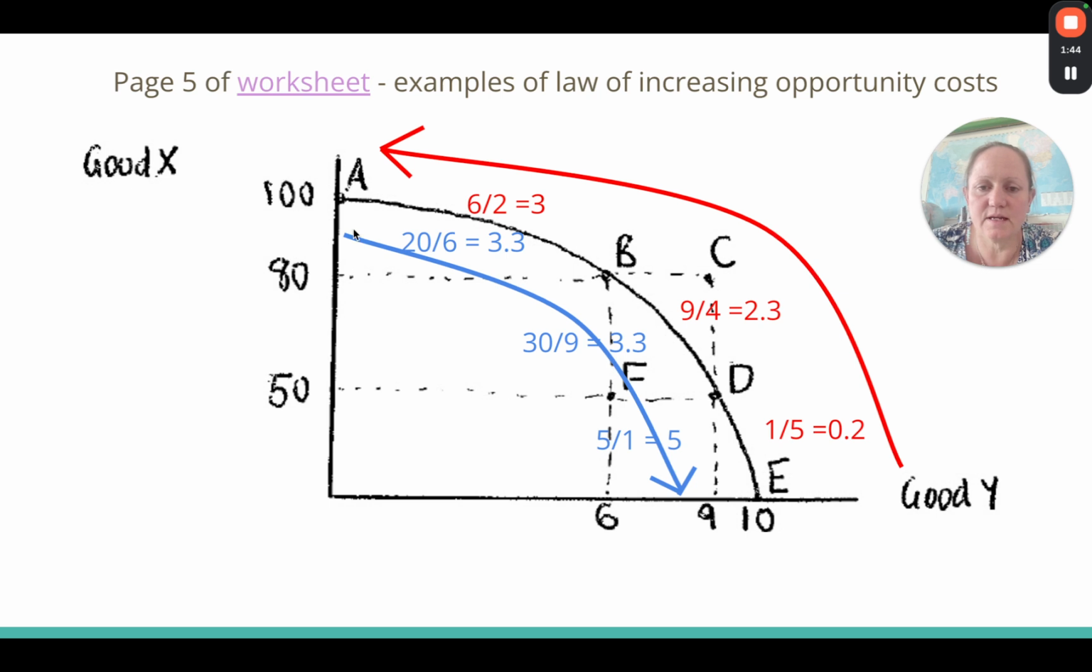Here you can see the other direction it works the same way. As you move out of producing good X and into producing good Y, you have increasing opportunity costs. The numbers here are not perfect because they're artificially created by me, but you can see that it goes from 3.3 to 5, which is still demonstrating the same point.